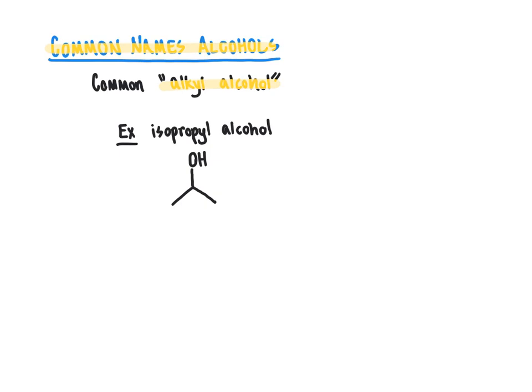So this would be isopropyl alcohol. Isopropyl alcohol is the common name. The IUPAC name for this, of course, would be 2-propanol, or propan-2-ol. So that would be your IUPAC name, 2-propanol. We could also do such structures, coming up with the common name, as isopentyl alcohol.